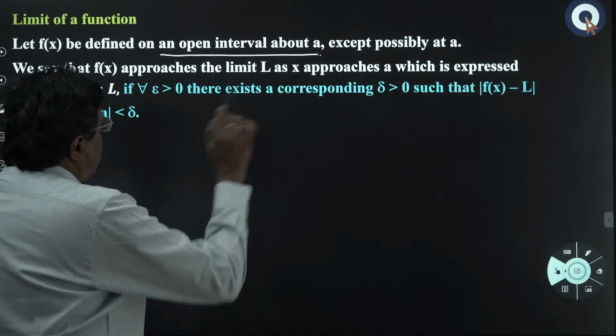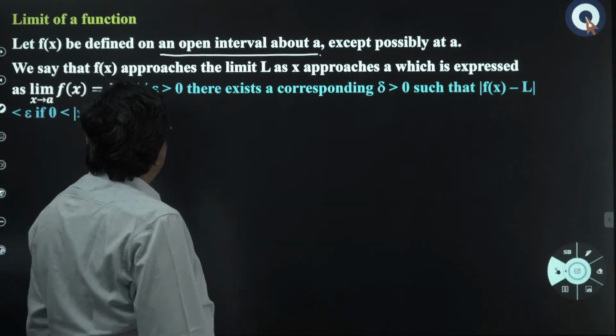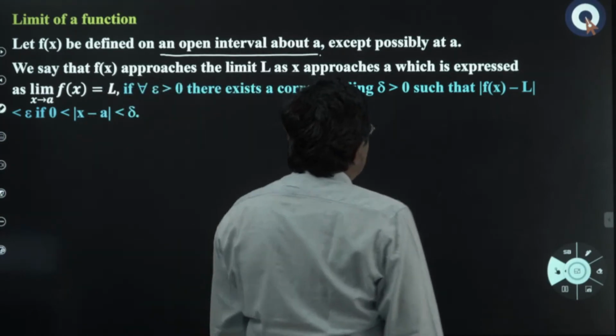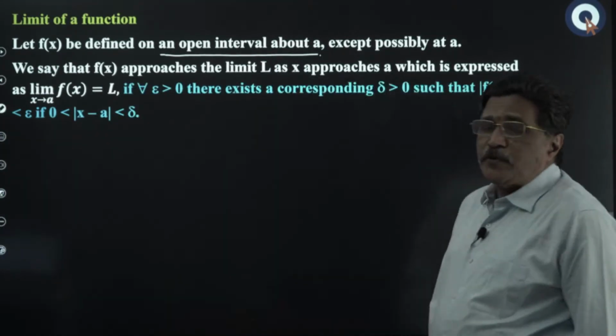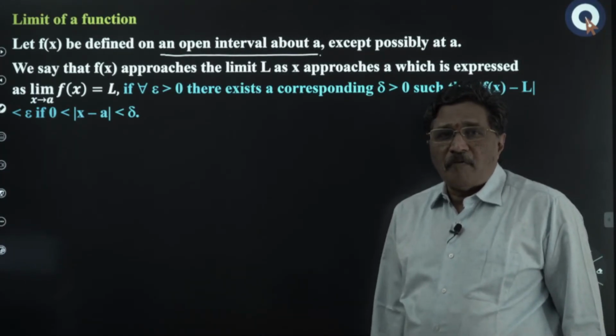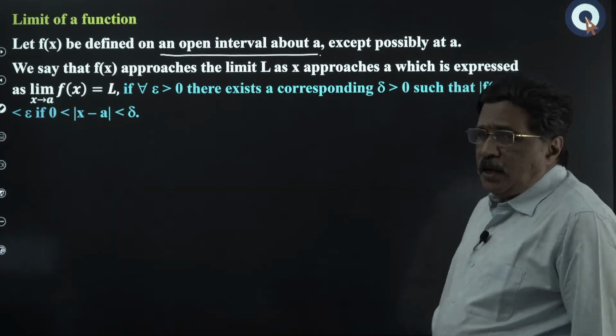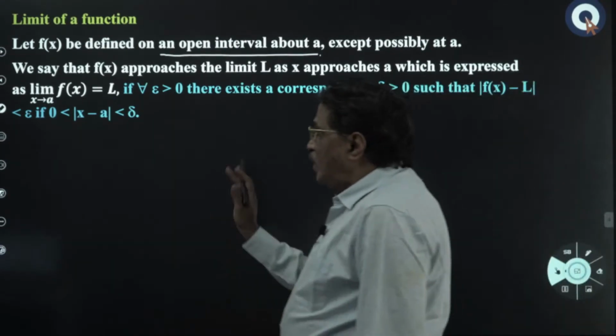Now we say that the limit of f(x) as x tends to a is equal to L if for every epsilon greater than 0 there exists a delta greater than 0 such that mod of f(x) minus L is less than epsilon whenever 0 is less than mod of x minus a, which is less than delta. So this is the basic definition.